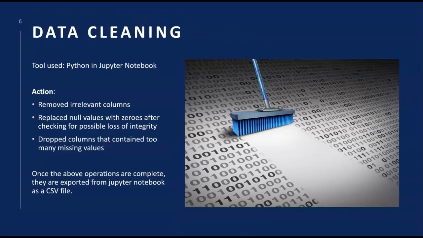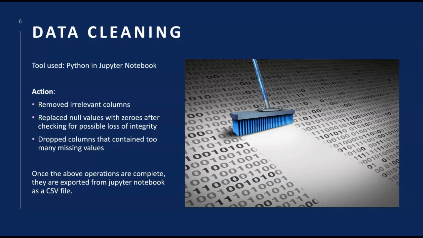Let's move to the data cleaning. We use Python for data cleaning. First, we check the file for missing values. We removed irrelevant columns that do not contribute to our project. We replaced the null values with zeros after checking their effects. We also dropped some columns that contain too many missing values. Then the clean data is checked and exported into a CSV file.